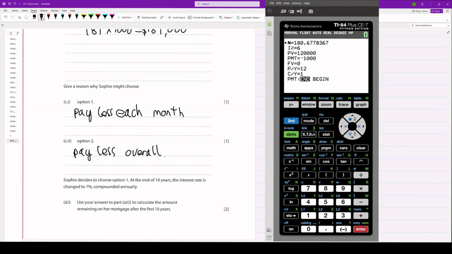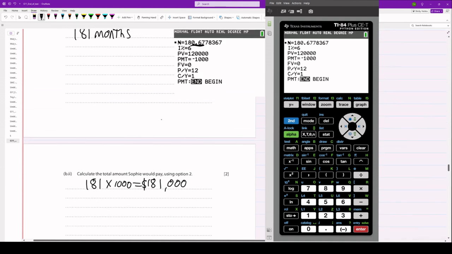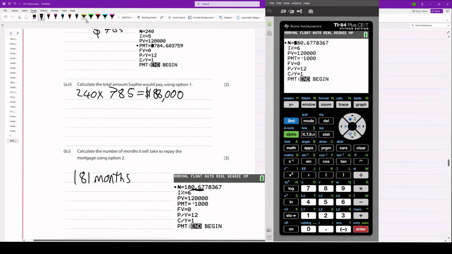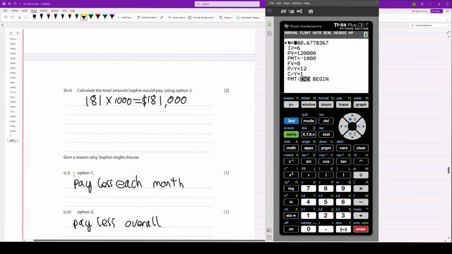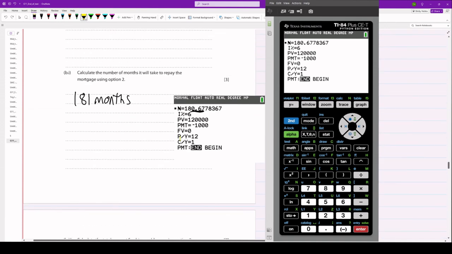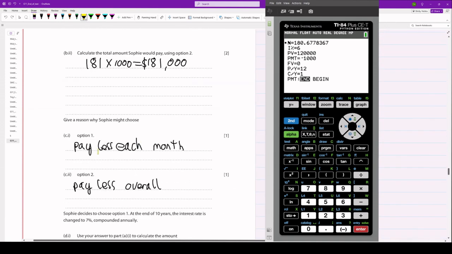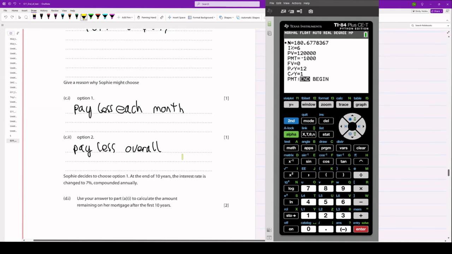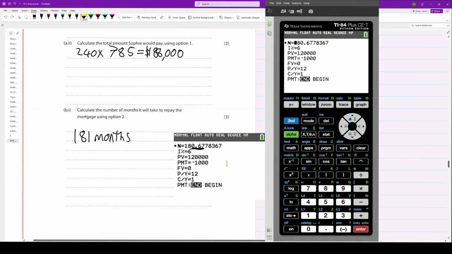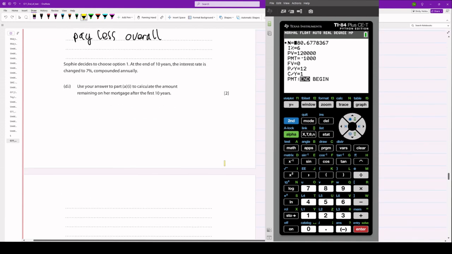There's a whole bunch of things that you can say for this. It's not just those two. You could say option 2 gets paid off faster. That would be a very reasonable thing to say. No, to be honest, those are the two main ones. I'm sure there's lots of other things you can think of, but they're the two that I think of the quickest. That one pays less each month. This is less overall. But also for option 2, it's quicker to pay off. Maybe that's a good thing.